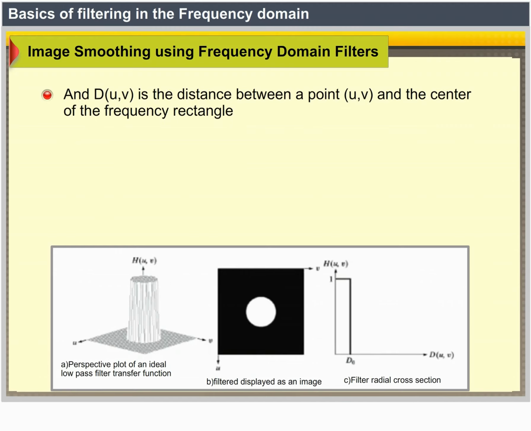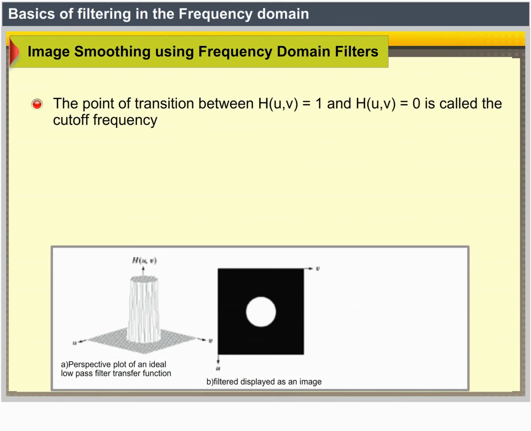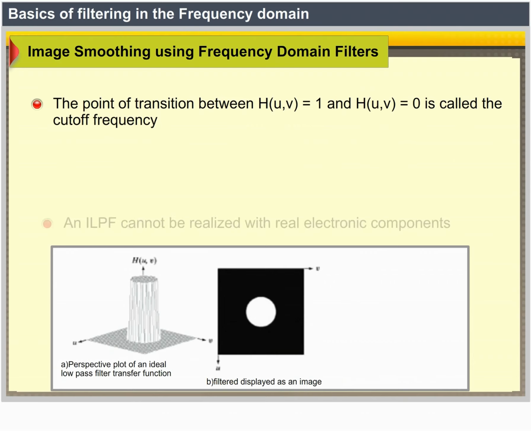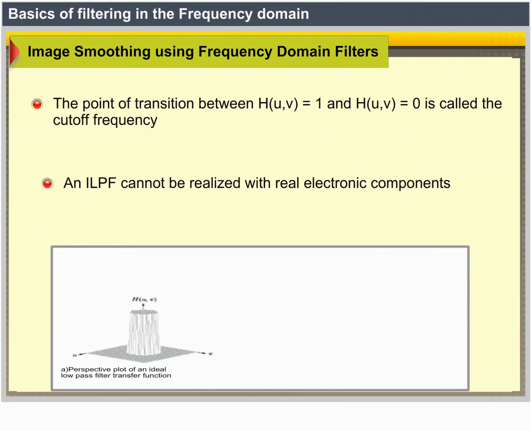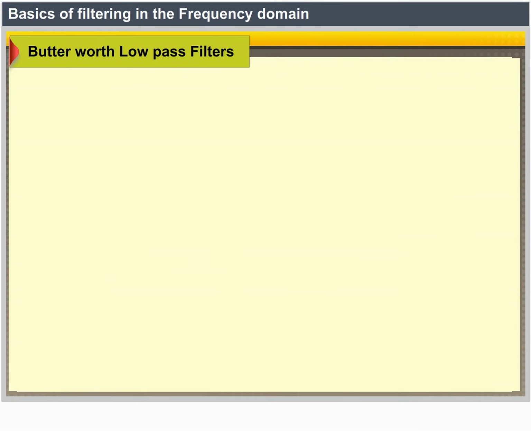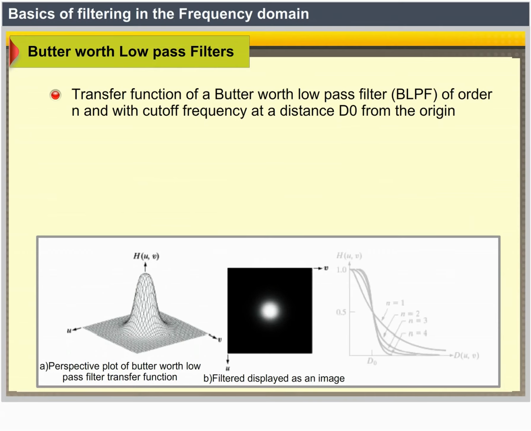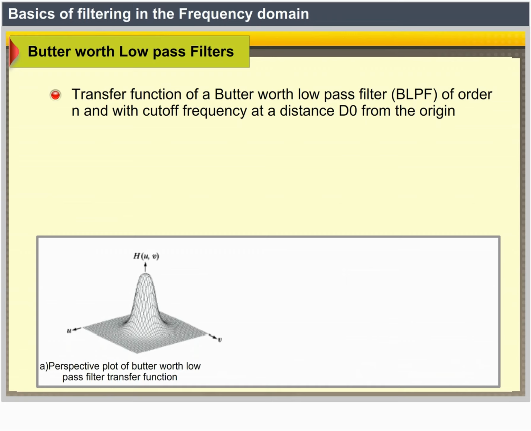The point of transition between H(u,v) equals 1 and H(u,v) equals 0 is called the cutoff frequency. An ILPF cannot be realized with real electronic components. Butterworth low-pass filters. Transfer function of a Butterworth low-pass filter, BLPF, of order n and with cutoff frequency at a distance D0 from the origin. The equation can be seen on screen.